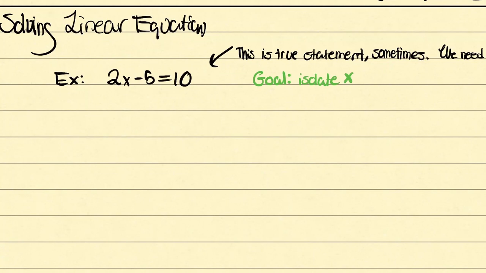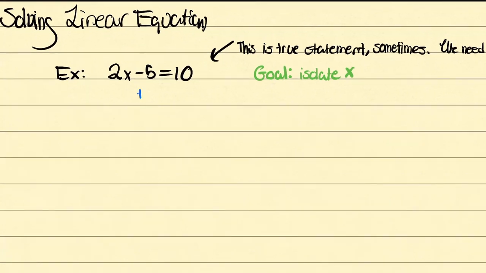So what I'm going to do is get rid of this minus 5 by adding plus 5. But since I add plus 5 on this side of the equation, I need to also add plus 5 over here. That's how I maintain equality. When you have an equation, whatever you do to one side, you must do to the other. So now that minus 5 and plus 5 cancel, but on the right-hand side, I get 15, because 10 plus 5 is 15. So now I've isolated x.